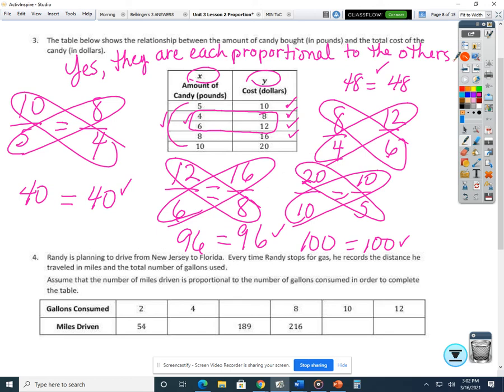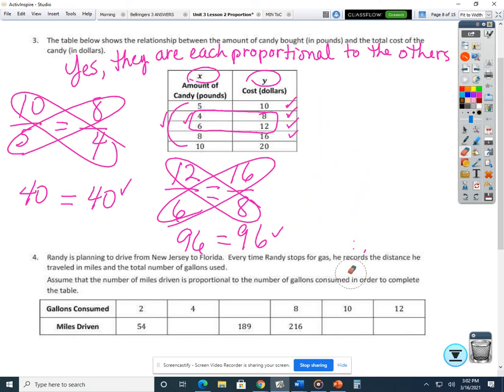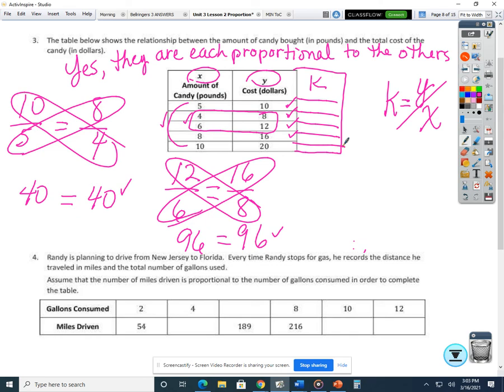Now, we did that using our cross multiplying, but we can also do it using our K, determining what is our constant of proportionality. So as we've done before, using our original formula, we know that K is equal to Y divided by X. So I'm going to fill in my extra part here to find my K. And to find my K, each time I'm going to divide my Y divided by my X.